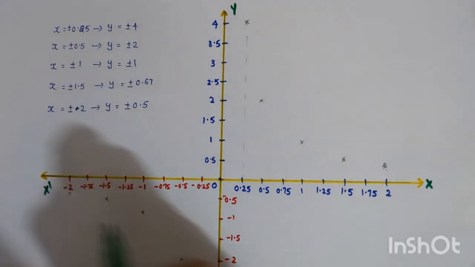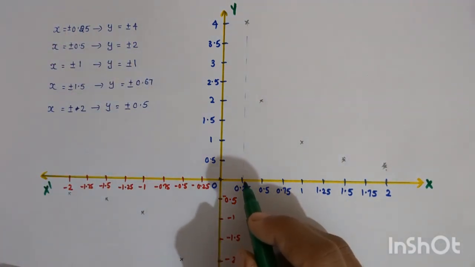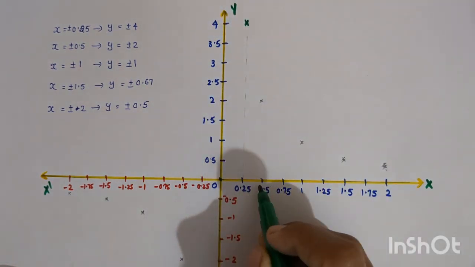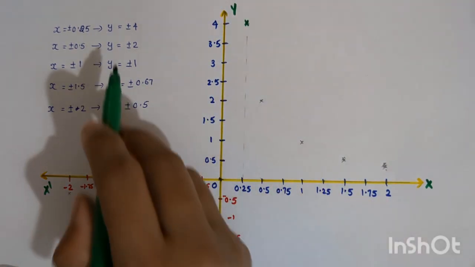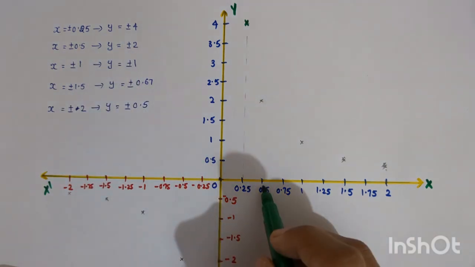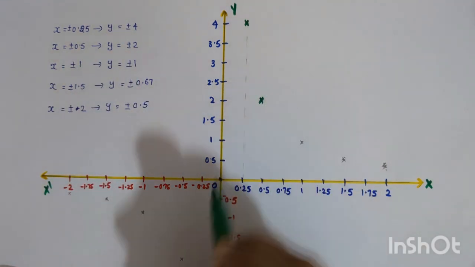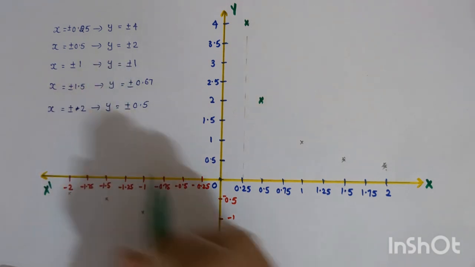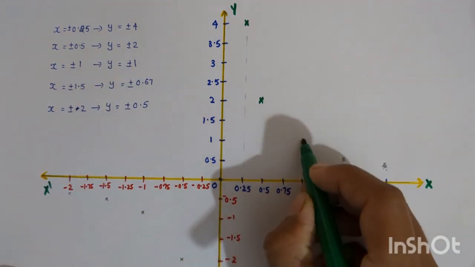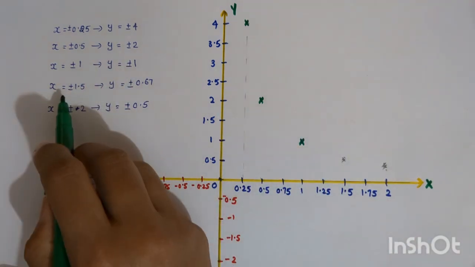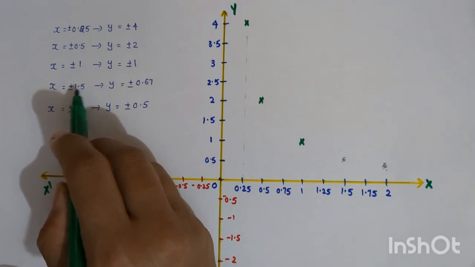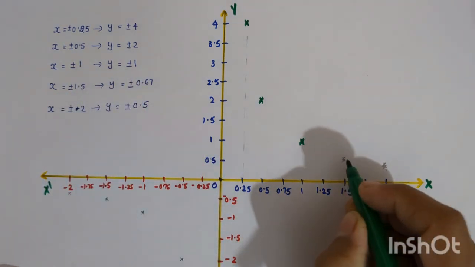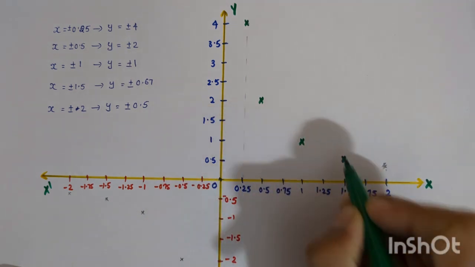Okay, so when x is equal to 0.25, y is equal to 4, so we will get a point here. When x is equal to 0.5, y is equal to 2, so (0.5, 2), we will get a point here. When x is equal to plus 1, y will be equal to plus 1, so (1, 1), we will get a point here. When x is equal to plus 1.5, y will be plus 0.67. So (1.5, 0.67) somewhere here.